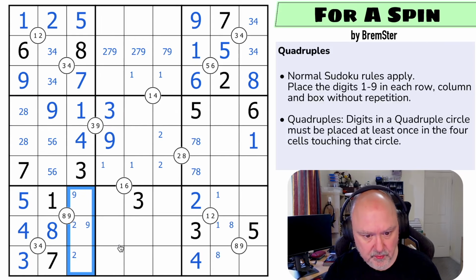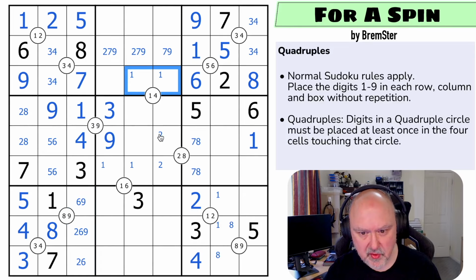This is a known triple. 1, 2, 6, 9. There's no 2 there. There's no 9 there because it has to be around the quadruple. I think that's as far down as I get it, though. Okay. I know 1 is in one of those. 2 is in one of those. This quadruple seems to be the main one I haven't used yet.